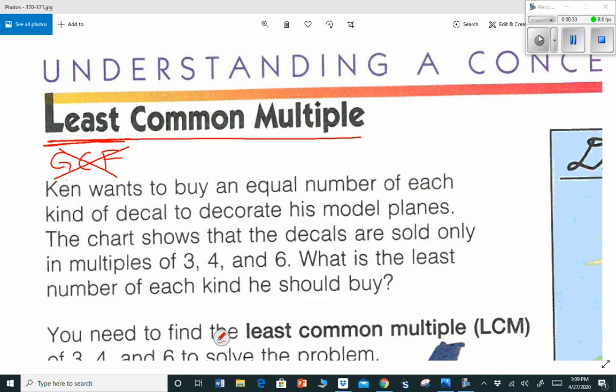So least means the smallest one. Common means that they share. And multiples are simply counting by the number. Now, on this page, it tells you to start with 0, but 0 is never going to be useful to us with least common multiple. So we're just going to ignore anything that says 0.